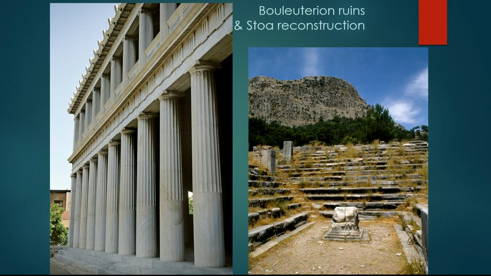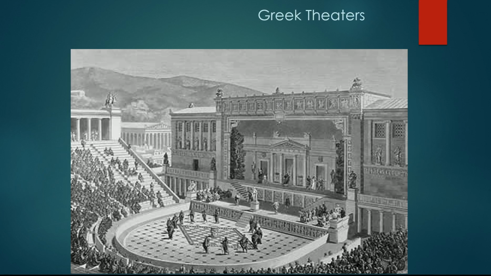Okay, this is that word that I'm having a hell of a time pronouncing, the Bouleuterion. It's not a theater. This was a meeting place for governmental functions. You can see that it's relatively tight. It's much more intimate than a theater. I'm about to show you a Greek theater, and you'll be able to see that the Greek theater is substantially larger.